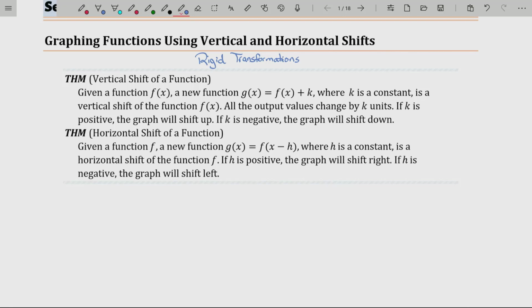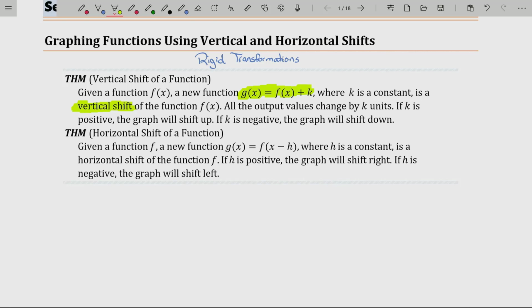So given a function f of x, a new function g of x, which is f of x, that original function, plus some constant that we're calling k, is a vertical shift of the function f of x. It lifts it up k units or moves it down k units. All the output values are changed by k units. That's what I basically just said.